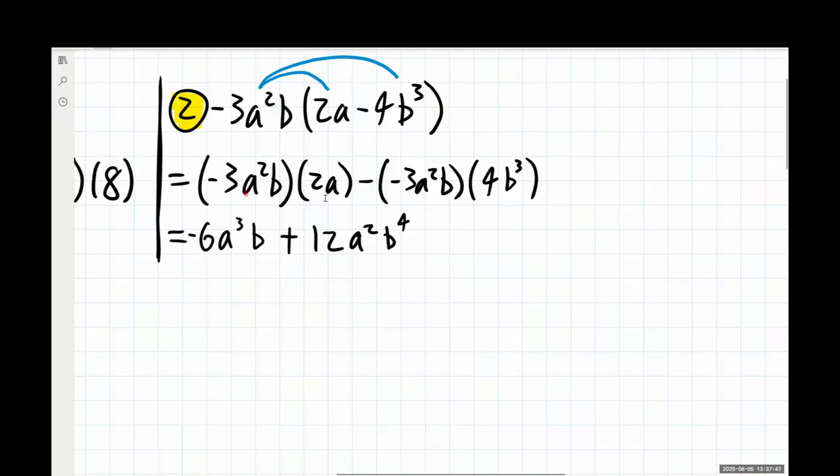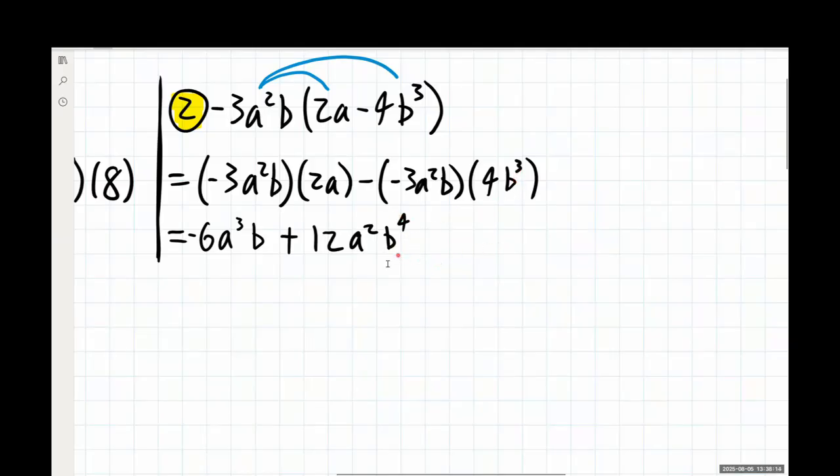Well, I had a negative times a positive, gave me a negative 6a to the third b here. A squared times a becomes a to the third. The b just comes down as it was. I have a negative and a negative double sign showing up here, so that becomes a positive answer. 3 times 4, that's going to give me 12. A squared just comes down. B times b to the third, I'm using the product rule, and that's going to give me b to the fourth.